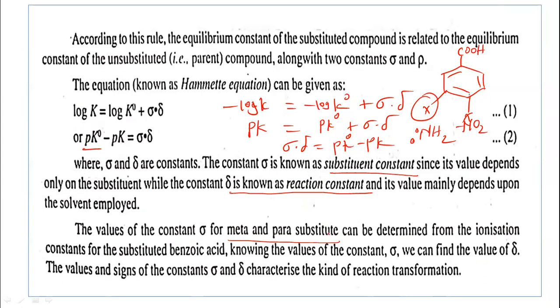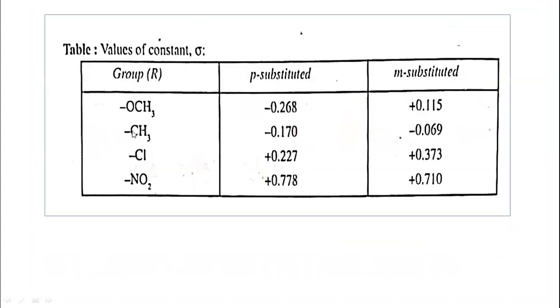So you can see here, knowing the values of the constant sigma, we can find the values of delta. The values and signs of the constants sigma and delta characterize the kind of reaction transformation. So in this way, by using this equation, we can determine the sigma value. Let us proceed further.